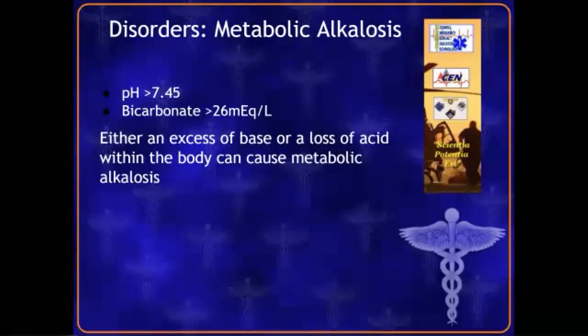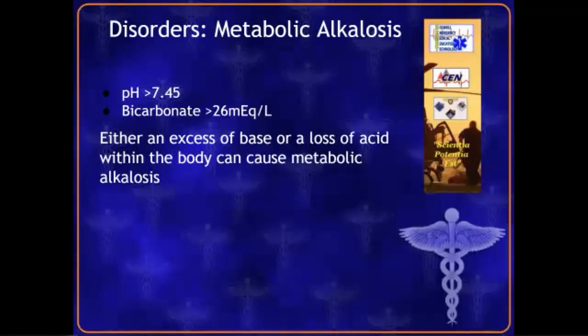And then the last of our major 4 disorders is metabolic alkalosis. It's alkaline because the pH is above 7.45. And in this case, this is the surplus of bicarb. The bicarb is too high. Bicarb is a base. You've got too much of it. It is pushing that pH towards the alkaline side of things.